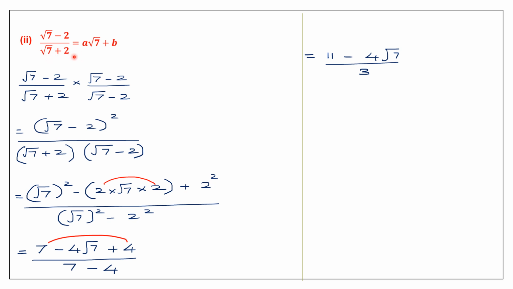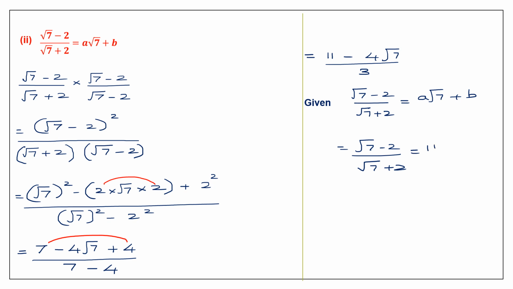Now it says this left hand side is equal to the right hand side. So what is given to us? Given to us is root 7 minus 2 by root 7 plus 2 is equal to a root 7 plus b. This is what is given to us. And we just found out that root 7 minus 2 by root 7 plus 2 is equal to 11 minus 4 root 7 by 3. Now from this we need to find out which is a and which is b.